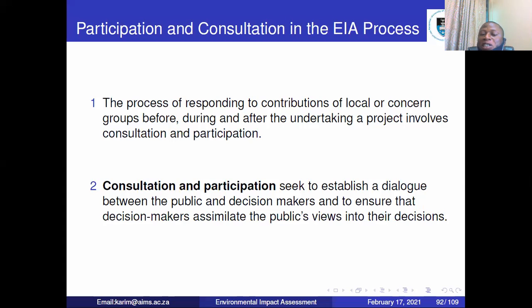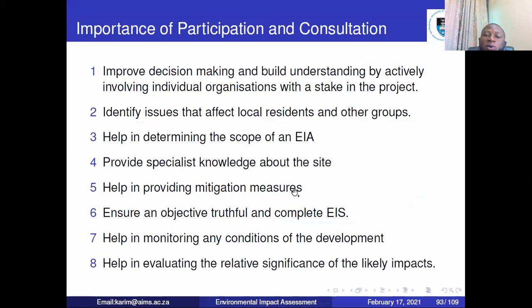So participation and consultation, what is the purpose? You want to establish dialogue between the public and decision makers to ensure that the decision makers assimilate the public views into their decisions. So when you write the project, you need to know the views from the public, the views from those that are affected. You need all these to factor into your report. If you ignore them and you start the project, they may say no, and that means you are going to run at a loss.